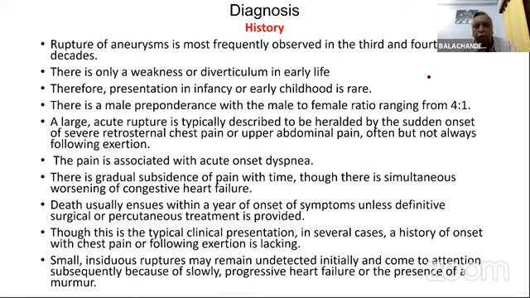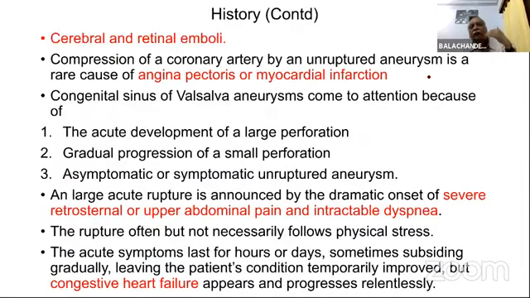Next one. There can be all the complications like retinal emboli, angina pectoris, and abdominal pain also can occur. Intractable dyspnea can occur. All these are possibilities which occur suddenly. So the history is of short duration. And that's why, interestingly, I have taken the three histories from Perloff. Next slide.